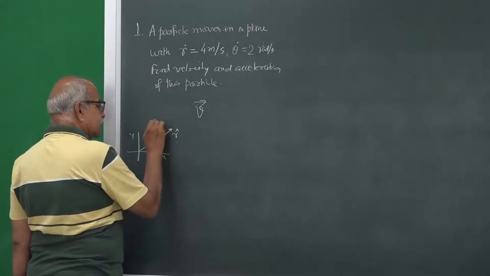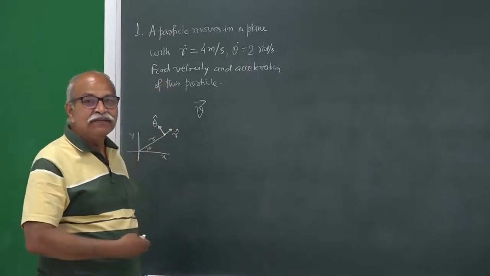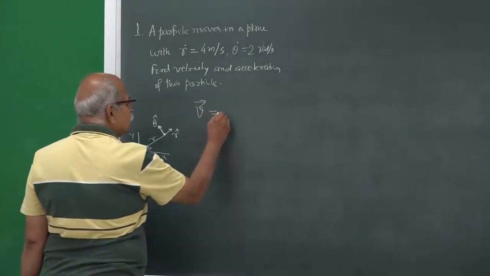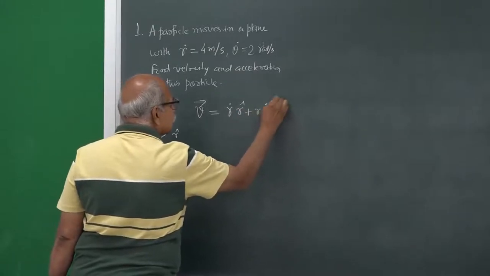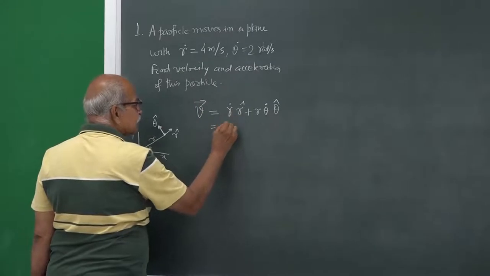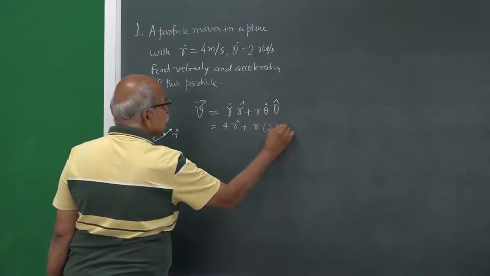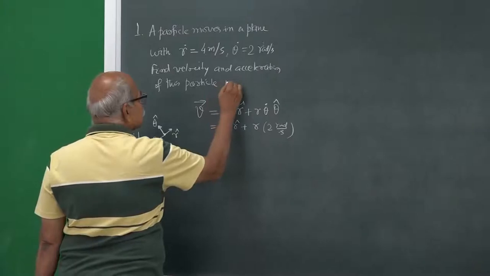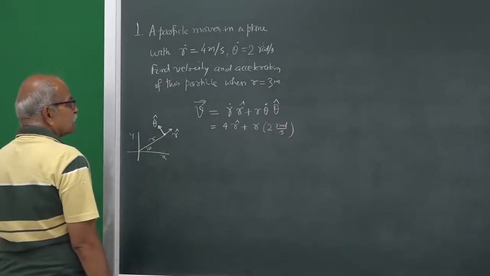So this is r cap and this is theta cap, although this book calls it tangential acceleration, but tangential would mean tangent to the path, not perpendicular to this radial. So v is equal to r dot r cap plus r theta dot theta cap. So that is the expression for velocity, and r dot is given here 4 meter per second, and theta dot is given 2 radian per second. When r is 3 meters, so that is also in the question. Find the velocity and acceleration of this particle when r is 3 meters.